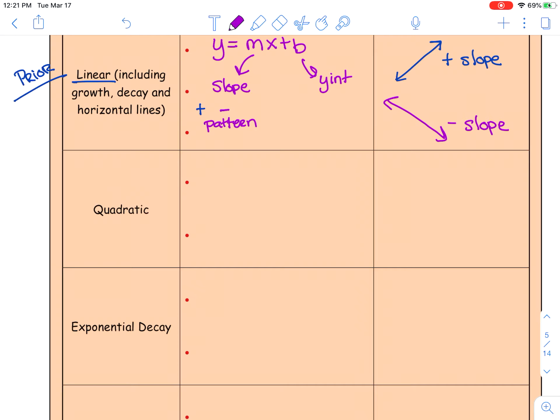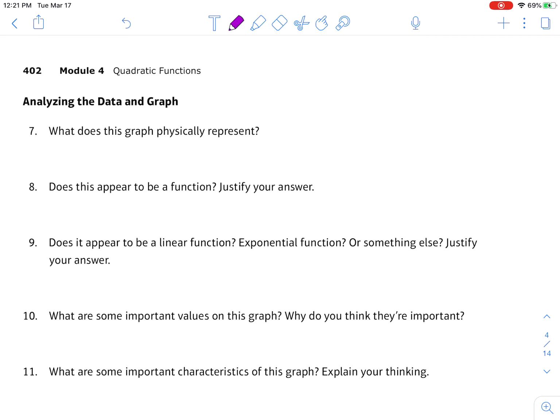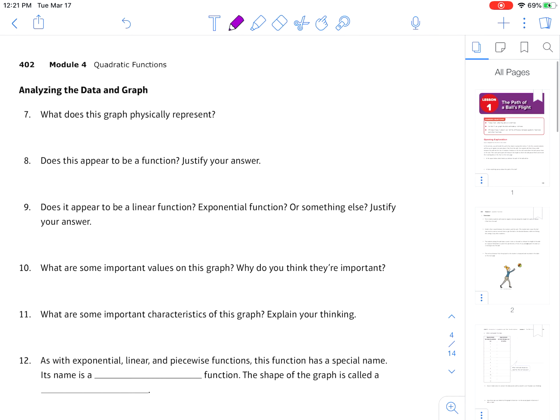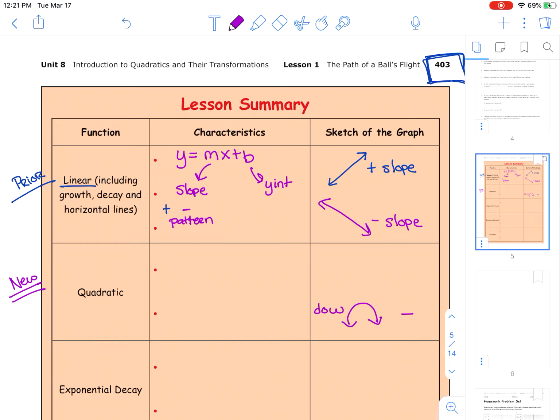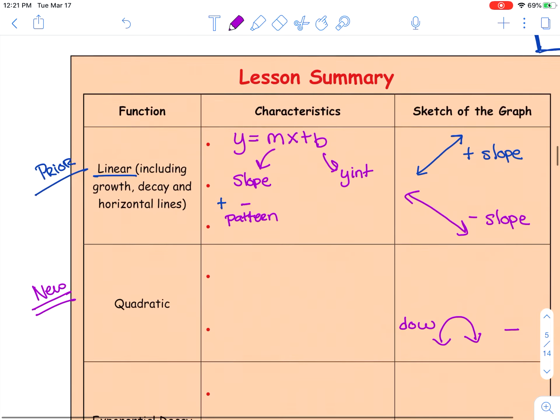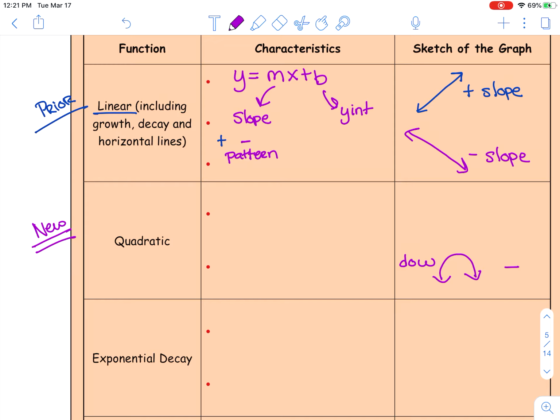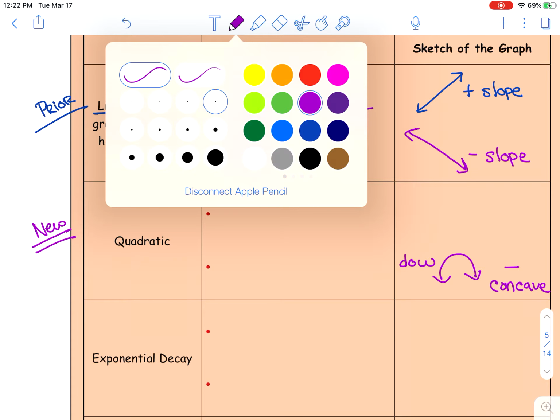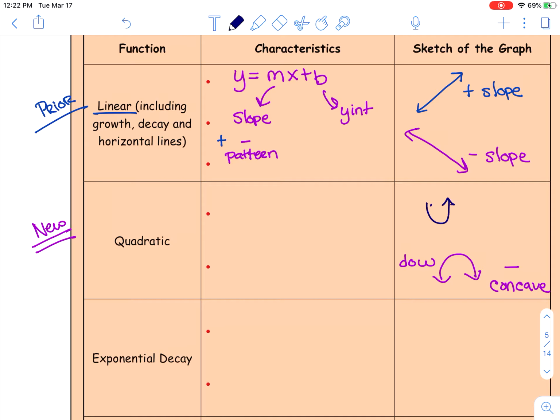Then quadratic is our new information. So quadratics make either U shapes or N shapes. The N shape is a downwards concavity. And that downwards concavity, sorry, I went and moved around a little. That downwards concavity is something that's negative. And the new word is concavity, concave. Or it makes an upwards U, which is a positive concavity, or concave up.